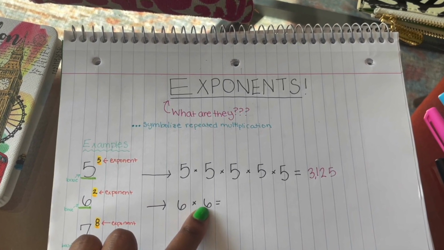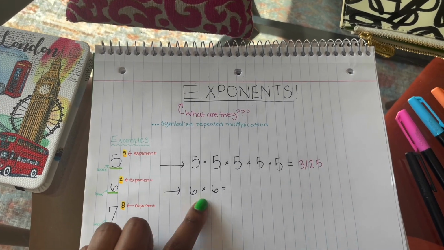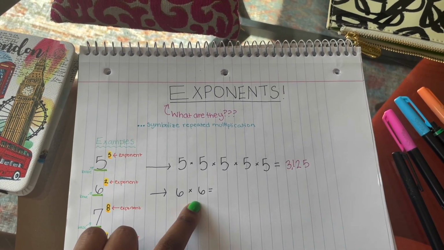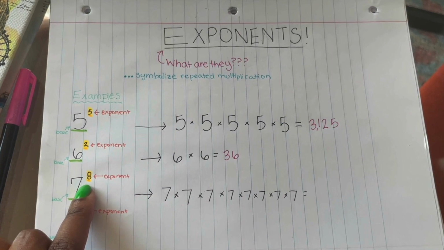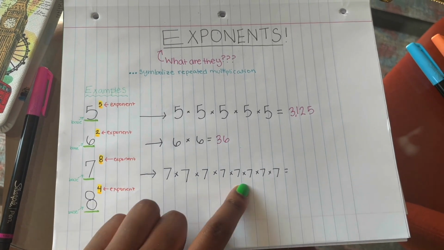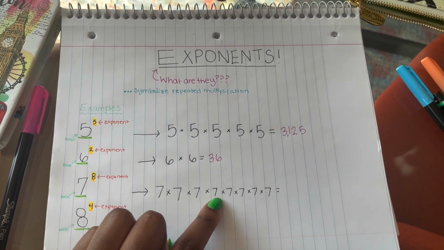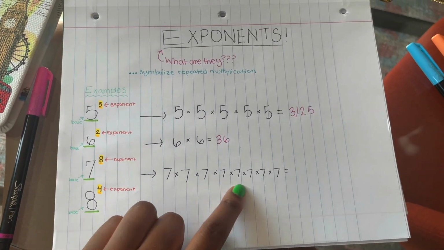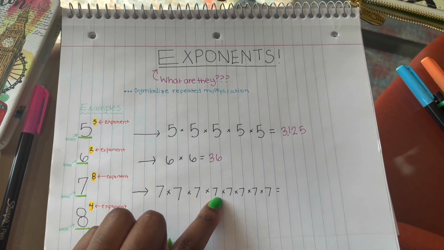So here we have 6 squared. So our exponent is 2, and that symbolizes that our base 6 is going to be multiplied repeatedly 2 times. And that's why we wrote 6 times 6. Our exponent is 8. And once again, if we refer back to the definition, exponents symbolize repeated multiplication, we know that we're going to multiply our base of 7 8 times. So we're going to write 7 8 times and we're going to multiply that all.